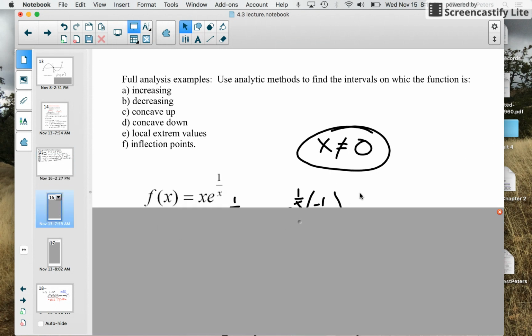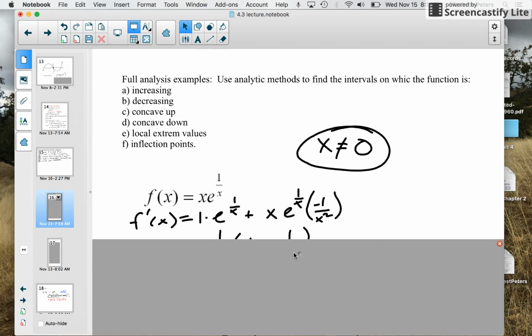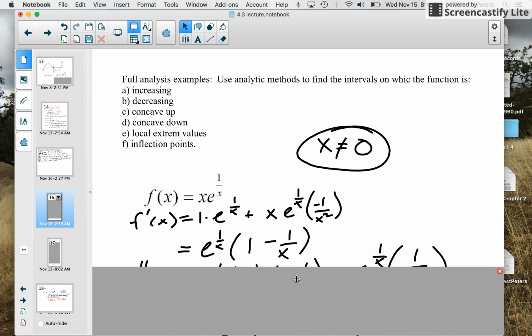So here's an example. f of x equals x times e to the 1 over x. We know that x cannot equal 0 since that would be undefined. So we find the first derivative by doing the product rule. Then we factor out e to the 1 over x, and we get this.